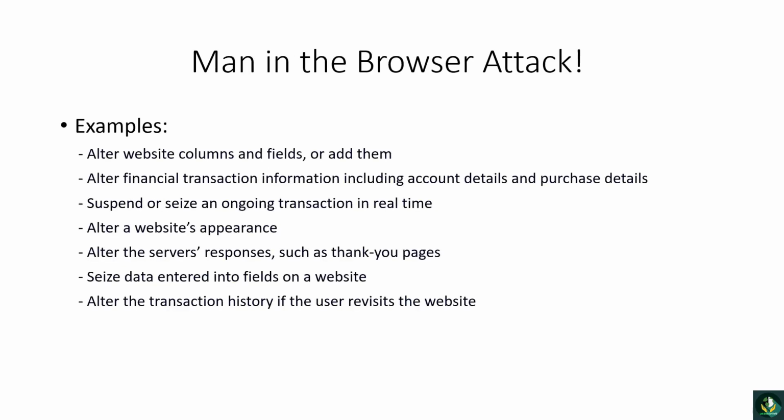So here are some examples. After the website loads, the attacker can alter columns and fields, alter financial transaction information including account details and payee details, suspend or cease all ongoing transactions in real time, alter a website's appearance, alter the server's response such as thank you pages, seize data entered into fields on a website, and alter the transaction history if the user revisits the website again.